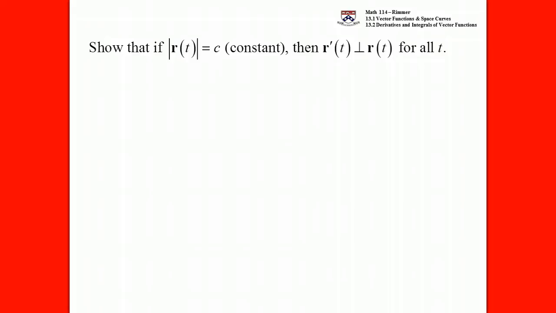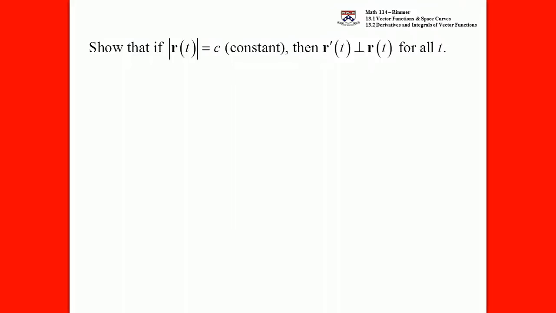If my vector function r of t, which represents my position curve, has a constant magnitude, then it will be true that the velocity vector will be orthogonal to the position vector. It's a true statement. Okay? And we're going to prove it. All we know is that the magnitude of the position vector is a constant. And so we're going to take that aspect.